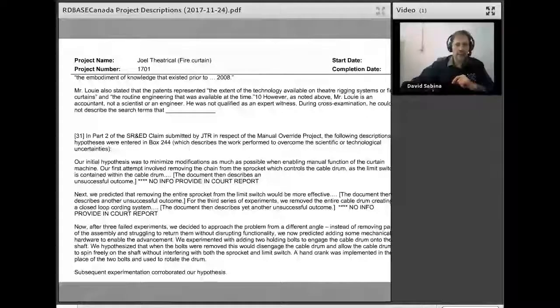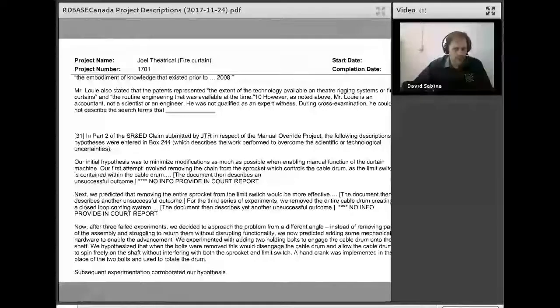And this is really the part that I'm saying, well, that's the core SR&ED there, really. Why was it unsuccessful? What choices did we make that were unsuccessful? What did we learn from it being unsuccessful? Why we would never do it again? And in fact, could that understanding of the variables that caused that success or lack of success, again, be an indicator of something that we could use to define a project or not? We say next we predicted that removing the entire sprocket from the limit switch would be more effective. Document describes another outcome. A third series of experiments would remove the entire cable drum, creating a closed loop cording system. Document then describes another outcome.